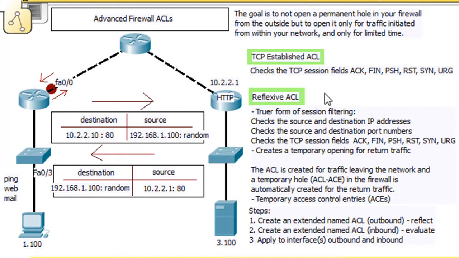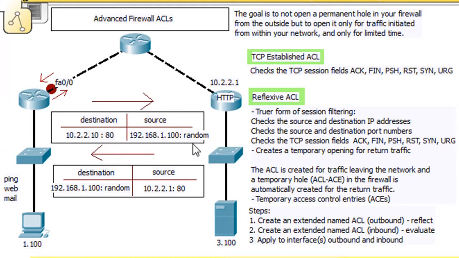And a reflexive ACL does a little bit more. To check whether the traffic has been initiated from inside the network, it checks the source and destination IP addresses, the source and destination port numbers, and the TCP session fields for an ACK bit, a reset bit, or a SYN bit. It will also set up a temporary return access list, or reflexive access list. We call this an ACE, an access control entry, that will temporarily open a hole in the firewall to allow the return traffic to get through.